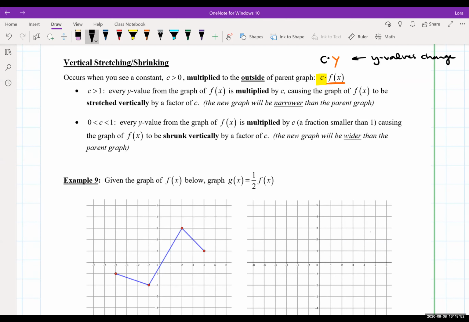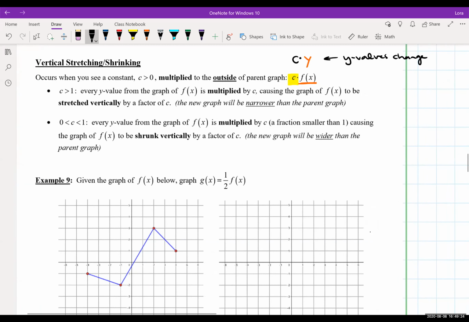So you want to pay attention to whether or not the number is a fraction in between 0 and 1, or if it's a number that's greater than 1. In both cases, there's multiplication happening. You could actually do the math on the y values, and that might make it a little clearer. Or you could use your TI to tell whether you're vertically stretching or vertically shrinking. So if we wanted to do that together, we can do this.